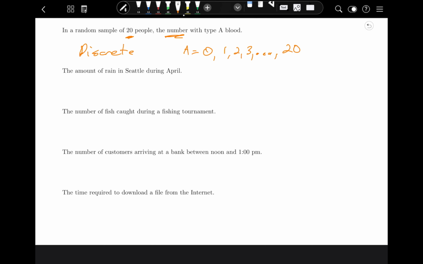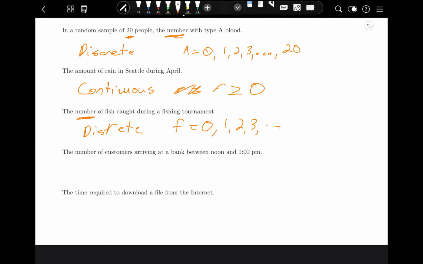The amount of rain in Seattle during April, that's something we measure, so that's continuous. The rain could be anything greater than or equal to 0. The number of fish caught during a fishing tournament, once again, this word number is coming up, so that's discrete. The number of fish would have to be 0, 1, 2, 3, and so on.